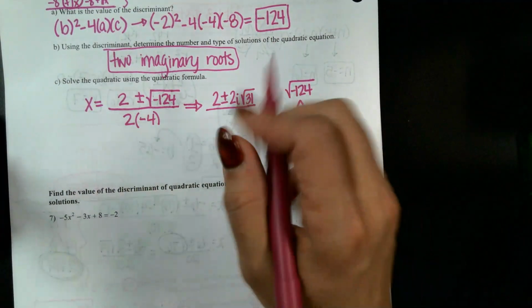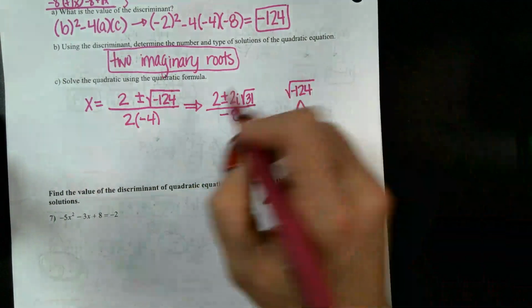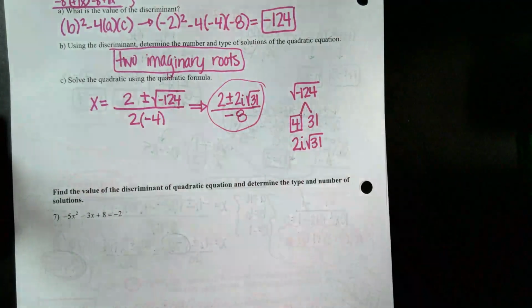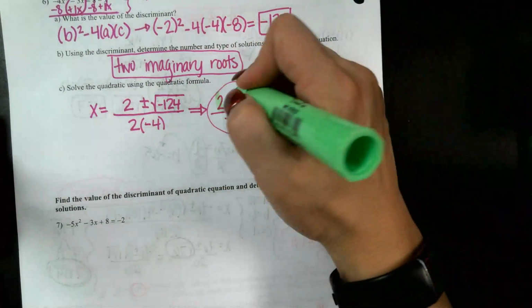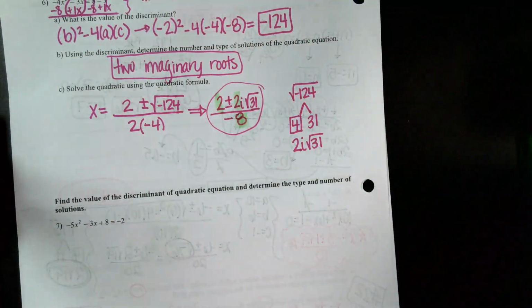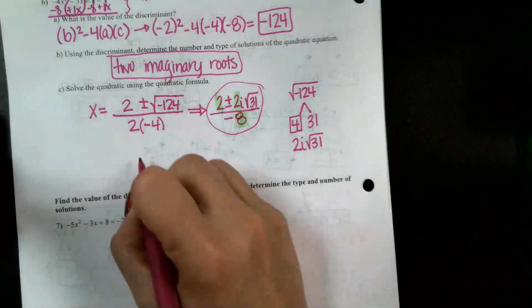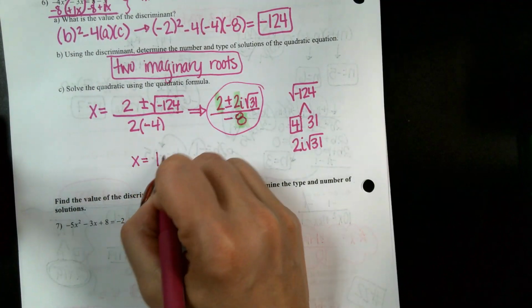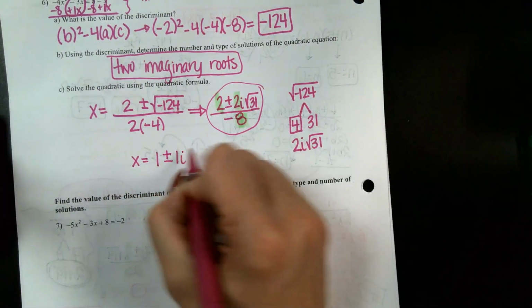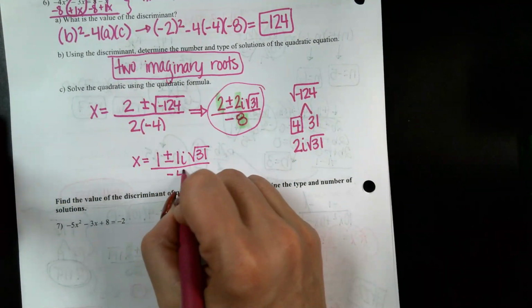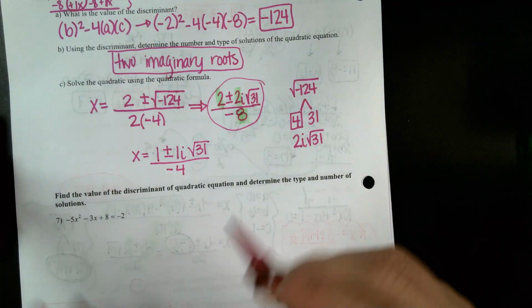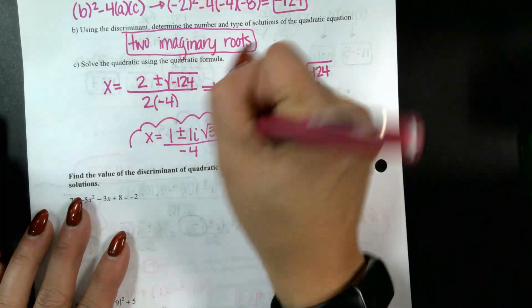And then 2 times -4 is -8. That would be your final answer if it didn't reduce. But it reduces, of course. 2, 2, and 8, all divisible by 2, right? So I'm just cutting everything in half, except for the 31. The 31 under the radical can never be touched.